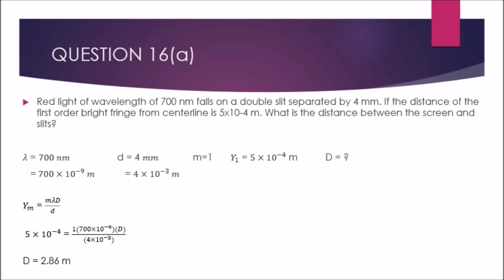After we have found this information, we need to substitute it into the formula y_m equals m lambda capital D over small d. And then we will calculate it and we will get the final answer, which is capital D equals 2.86 meter.